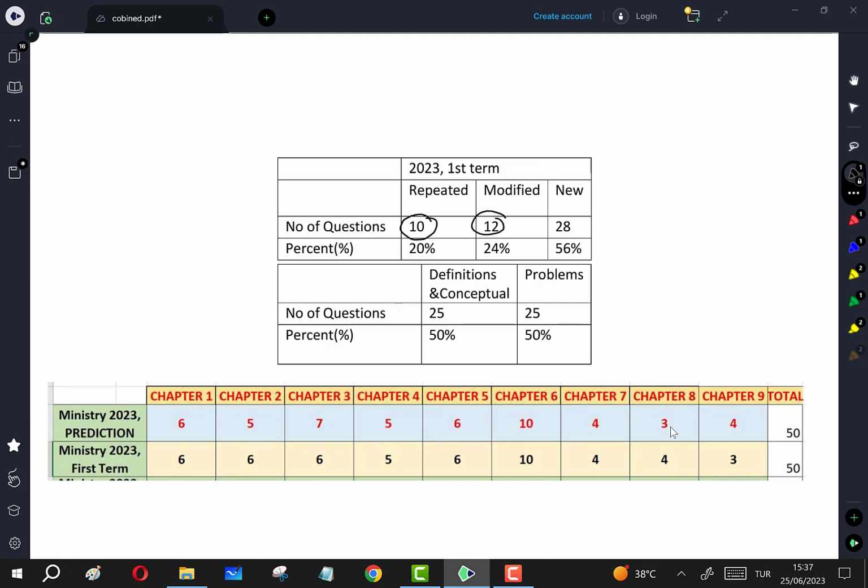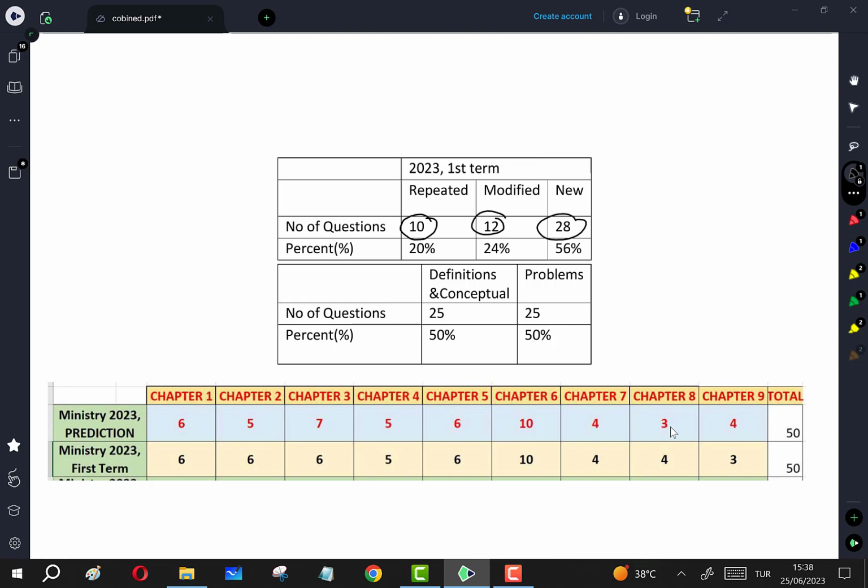12 questions were modified, which means the previous questions were changed very little and then asked again. 28 questions were new questions, which are from the book, not from outside books. In general, the 2023 first term physics exam was easier than last year's first term exam. When I check both exams, I see that the difficulty level of the questions this year was easier compared to last year's ministry exam.